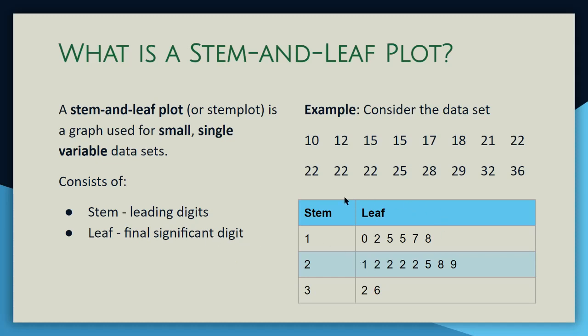So I can see I've got a fair amount of data in the tens. I get a nice pretty peak in the 20s, particularly around 22, and then a little bit of a tail in the 30s, but not a whole lot of data here.